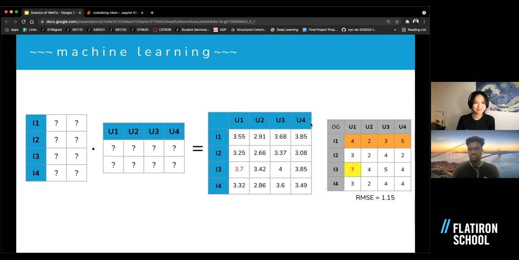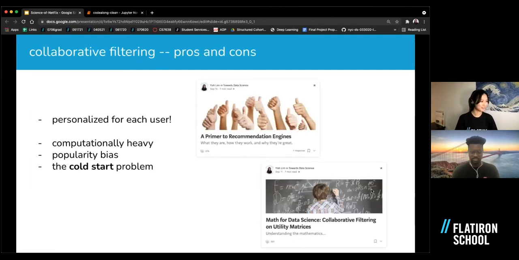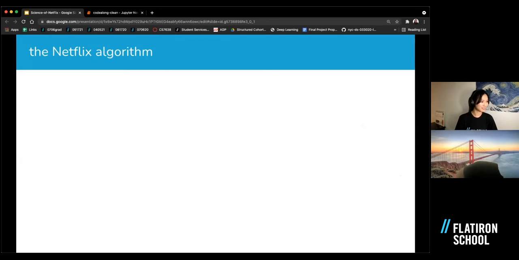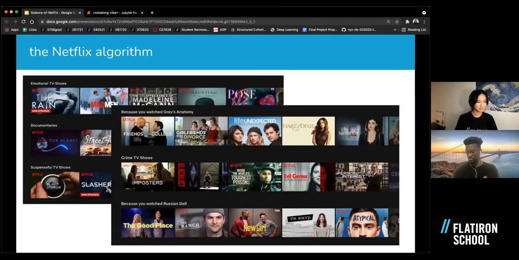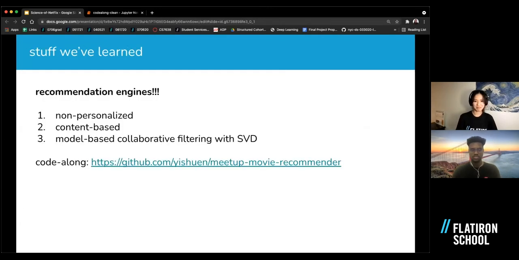Anything else? Let's see. I forget if I have anything else on this slide deck. Yeah, I think this is it. If there are no further questions, let's get into some code.